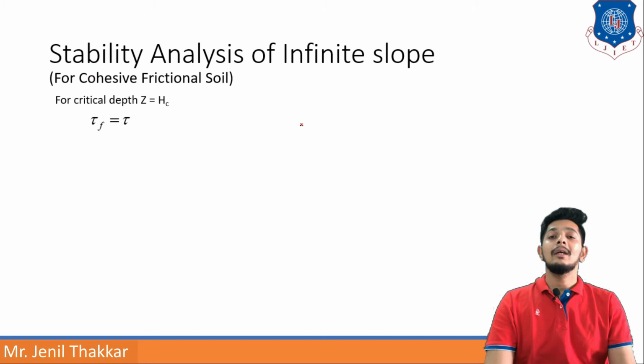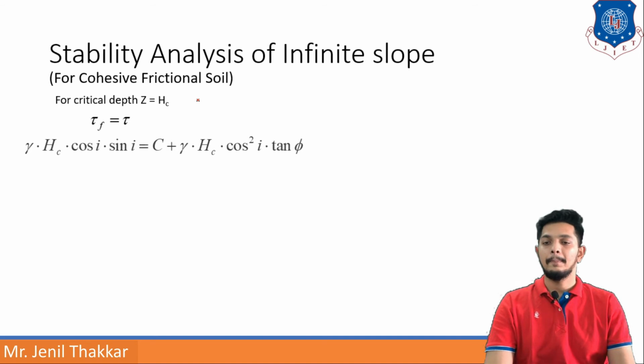Ultimately, at critical depth, we can say critical depth is the depth after which it will be unstable. Let us assume that depth z is equal to hc, that is critical depth or critical height. There will be tau f is equal to tau because of failure.